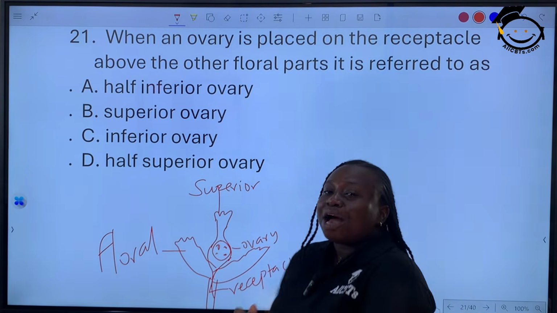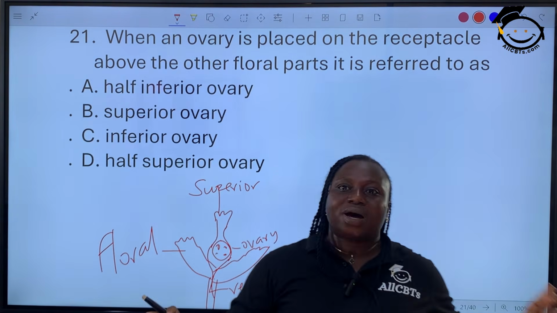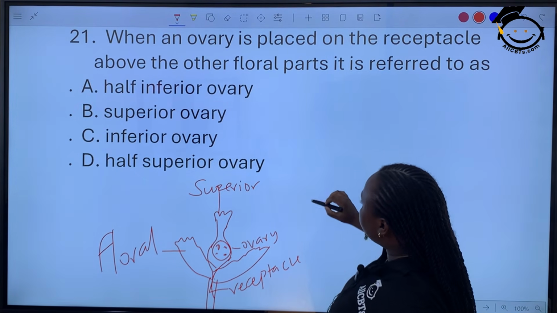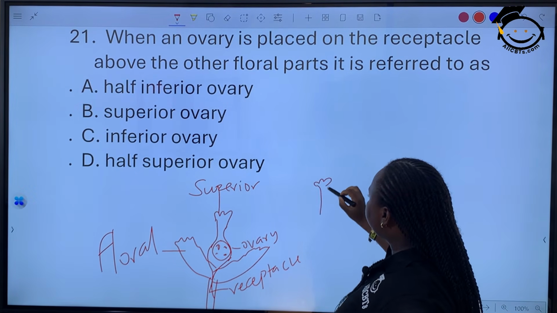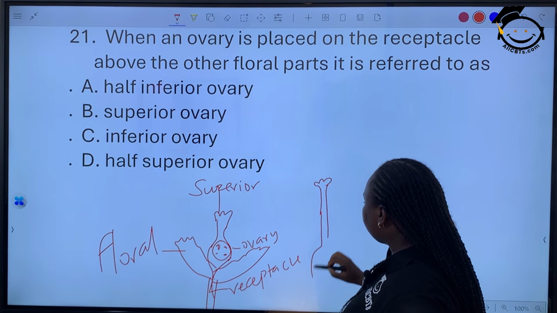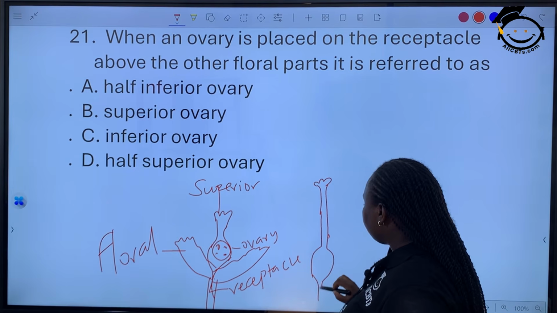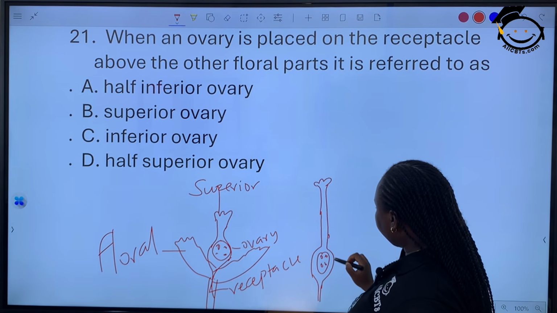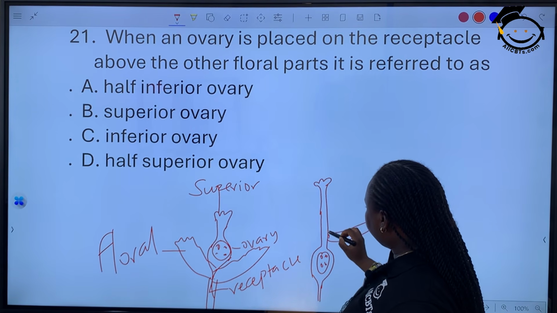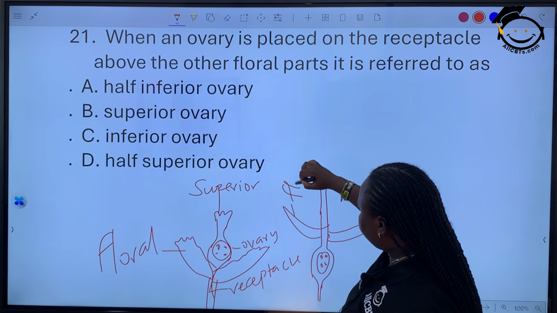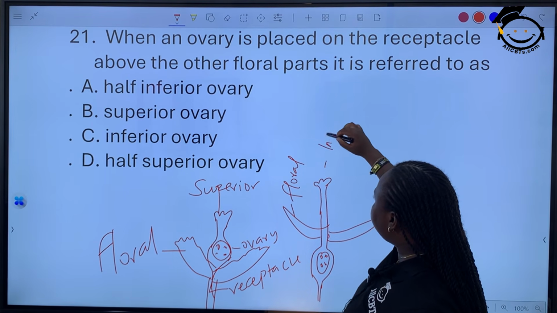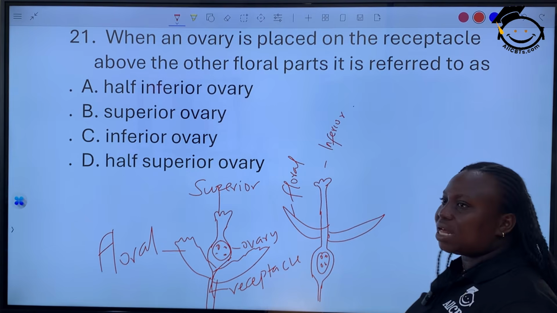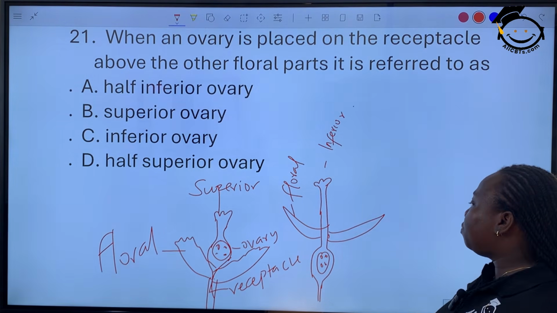When the ovary is situated above the floral parts, the petals and the sepals and all those things, it is superior. Now we have the inferior. An inferior ovary will look like this. The inferior will have the ovary below the floral parts. It will be below the floral parts.